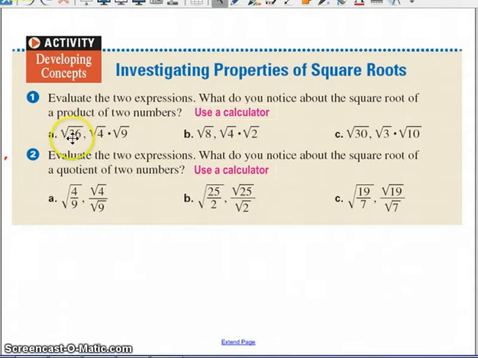Try the square root of 36, compare it to what happens if you do the square root of 4 times the square root of 9. Do all 6 of these. For example, this last one here, the first time you're going to do the square root of 19 divided by 7. And then the second time you're going to figure out what the square root of 19 is and divide that by the square root of 7. And see if you get the same values or not. Hit the pause button. When you come back, I'm going to show you the answers.